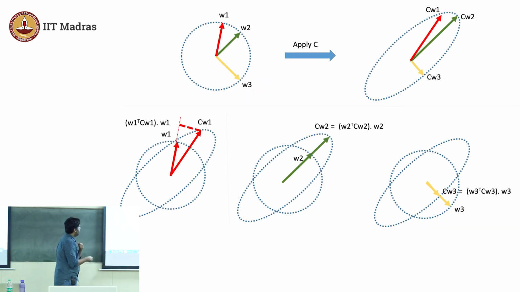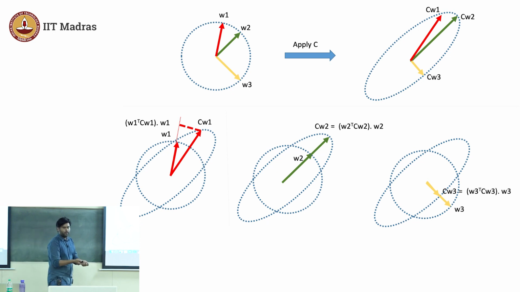Okay, let's see. These are 3 particular examples, 3 particular points on the circle, W1, W2 and W3, and their corresponding CW1, CW2, CW3. Now let's look at W1's example. This is W1, this is CW1. So one is in the circle, one is in the ellipse. Now what do I want to compute? I want to ask the question, is this the solution to the original problem, which is W transpose CW? Does it have the maximum value? Which means I should compute the dot product of these 2 vectors.